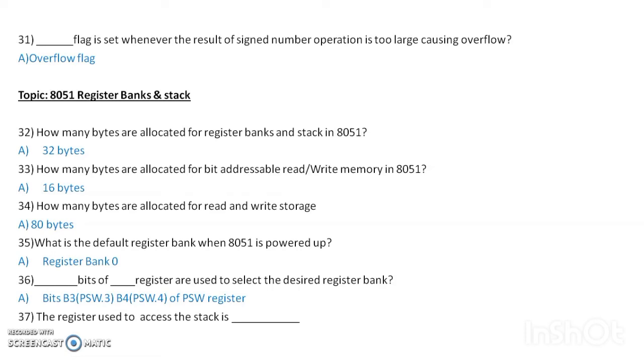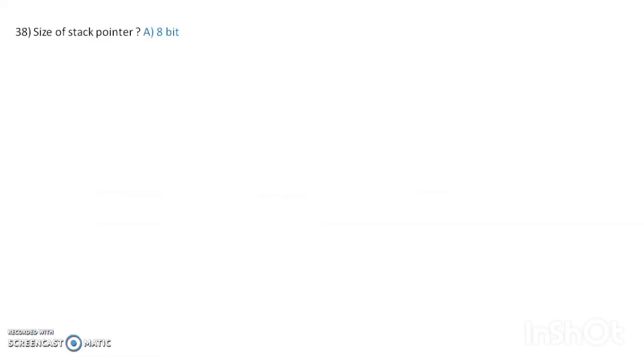Bit number 37. The register used to access the stack is the stack pointer register. Bit number 38. What is the size of stack pointer? The size of stack pointer is 8-bit. Bit number 39. When 8051 is powered up, the stack pointer register contains the value 07.